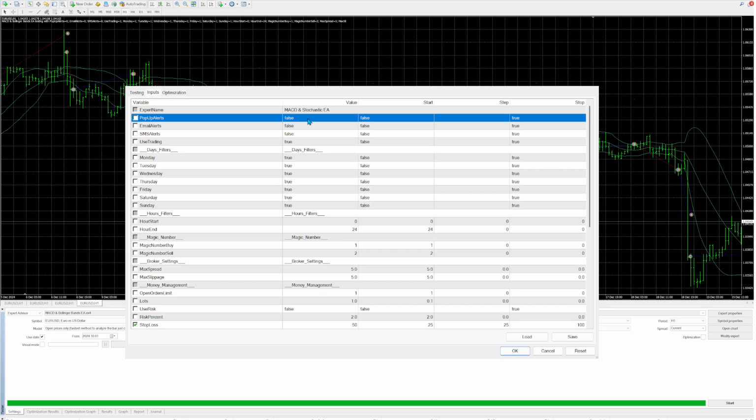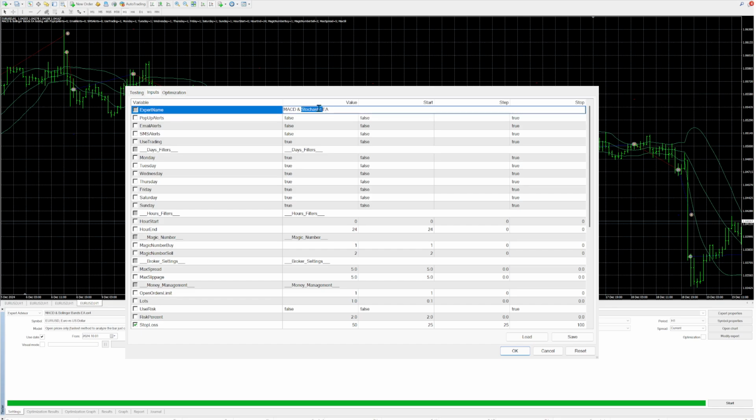This is handy because you can simultaneously track as many charts and timeframes as you wish. For example, you could have 20, 30, 40, 50 charts running the EA and just get signals accordingly. This just saves you having to scan through all the different charts looking for the relevant signals. Okay, the expert name you can change in here. Just change that to Bollinger Bands there.